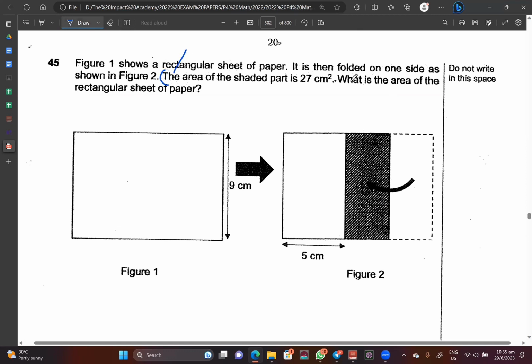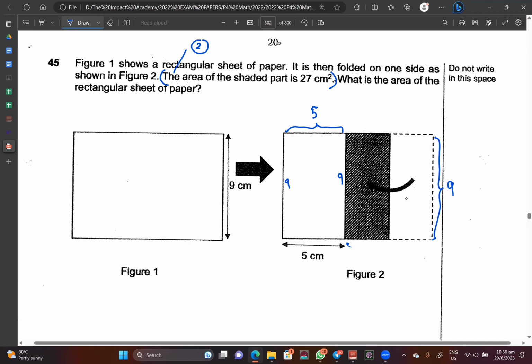It says that the area of the shaded part is 27 centimeters square. So which is 27 centimeters square? They are referring to this shaded part. Now, your job as a student is to always make sure your measurements are all written down. So I'm just going to quickly write down all of these measurements, so I know exactly the measurements itself.